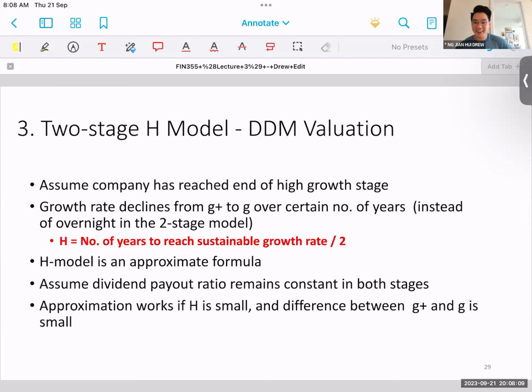All right, welcome back. Have a good break. So, let's continue on to talk about the two-stage, now the H model. And again, to mention, the H model basically simply tries to model the gradual decline in terms of the dividends.